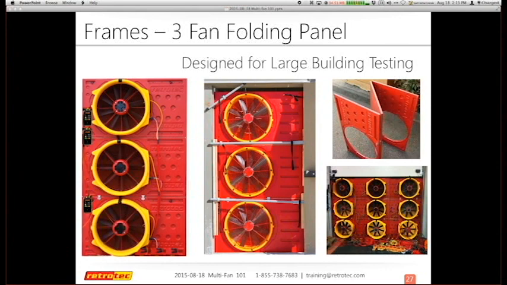So it folds. There's several supports they use on the outside to hold it in place, depending on which way you're testing. And the fans kind of just push in, and they turn counterclockwise to lock in place.